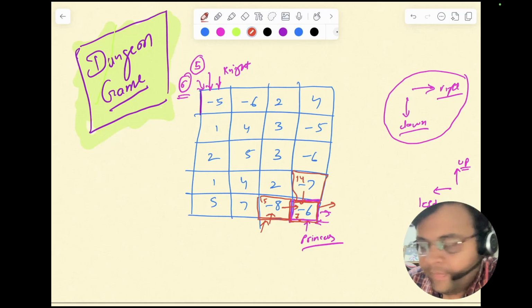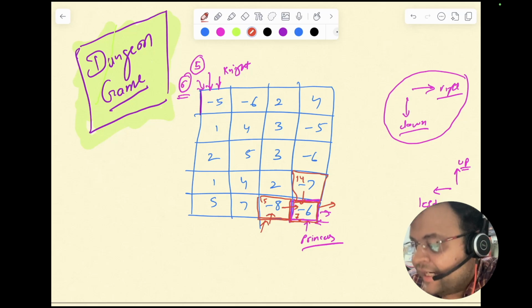Okay, so you can assume in the blue I am writing the original array. Original array means the points that he gains or loses as soon as he enters into this room. That is denoted in blue color. And in red color, I am denoting the health points which he requires as soon as he enters into this room to save the princess or to reach this room. Okay. Now we calculated for these two rooms, right?